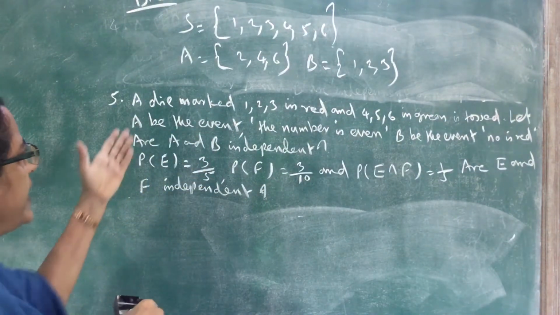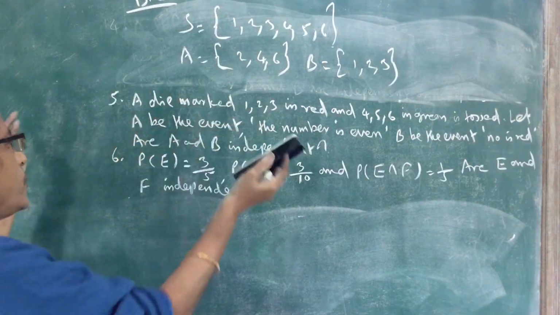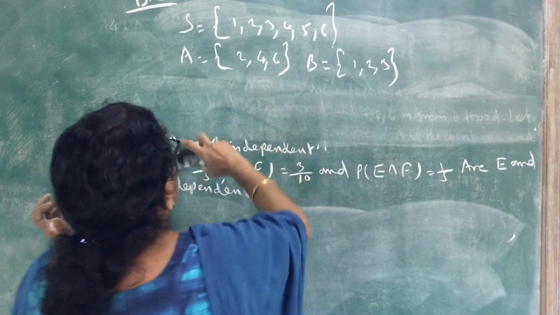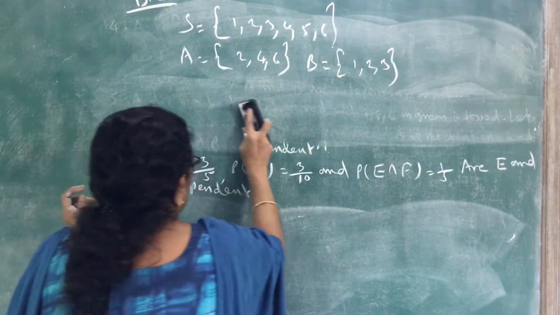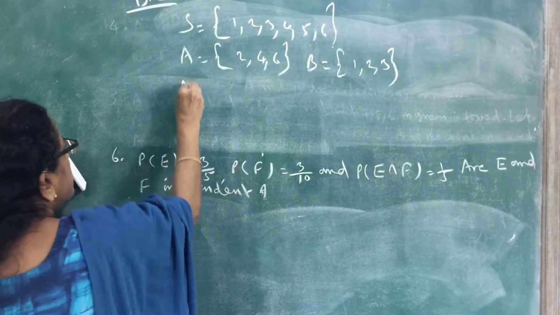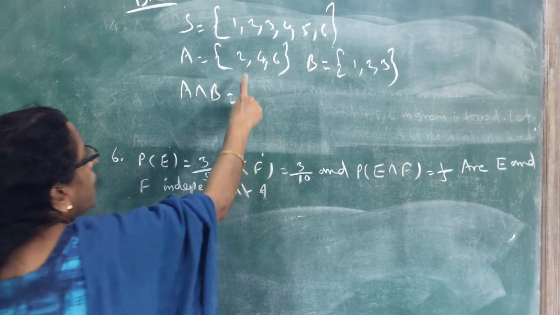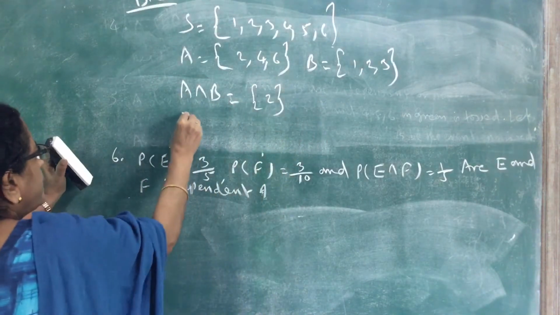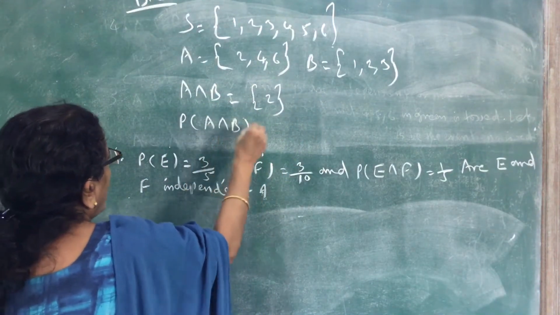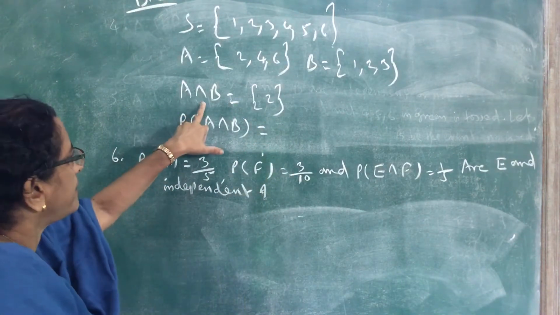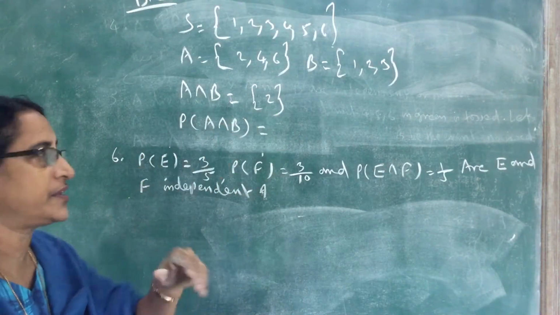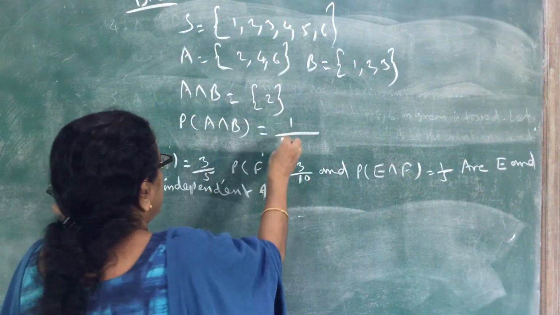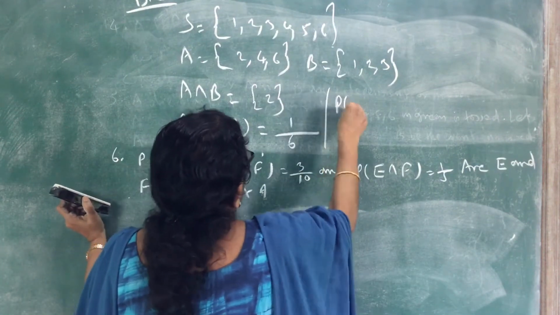Now we have to check whether A and B are independent. So find A intersection B. A intersection B equal to common. What is common? Only 2. So find the probability of A intersection B. Probability of A intersection B equal to number of elements in A intersection B, that is 1, only one element, divided by total number of elements in the sample space 6. 1 by 6.